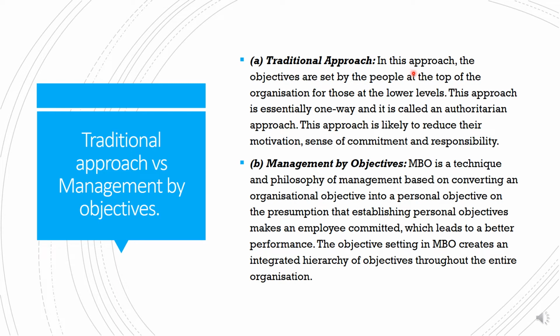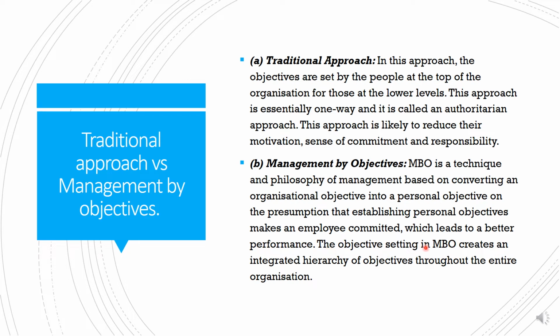In the traditional approach, the objectives are set by the people at the top of the organization. This approach is essentially one way and is called an authoritarian approach. It is likely to reduce the motivation, sense of commitment and responsibility of the workers. Whereas management by objectives, as we have already done, MBO is a technique and philosophy of management based on converting an organizational objective into personal objectives, on the presumption that establishing personal objectives makes an employee committed, which leads to better performance.